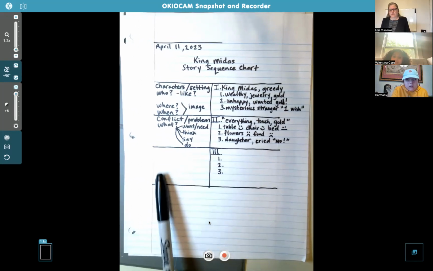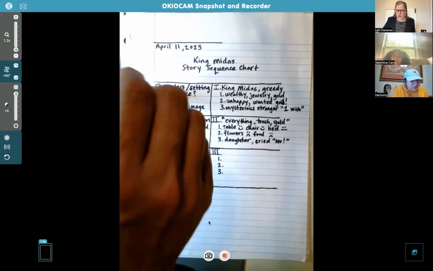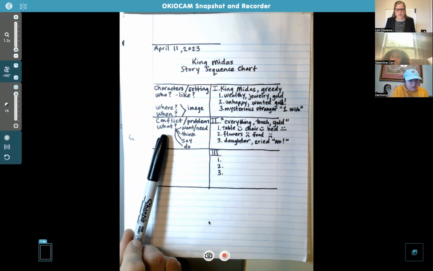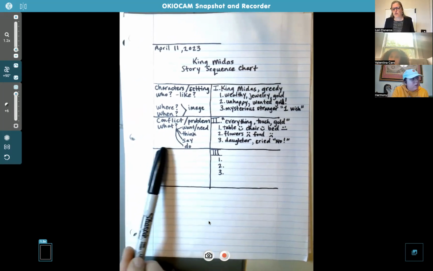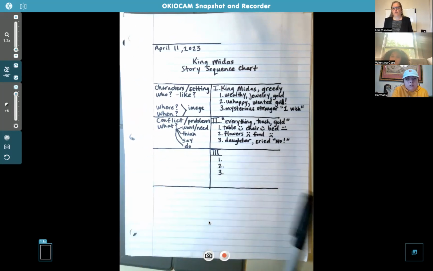Okay, we have one more box here. So now you can see a little bit of a pattern, right? We start with the characters and setting. We move into the conflict and the problem. And now, what do you think is going to be in this box? What do you think happens after the problem? What do you think, Valentina? Resolving the problem. Correct. Very good. So it's resolution or resolving.